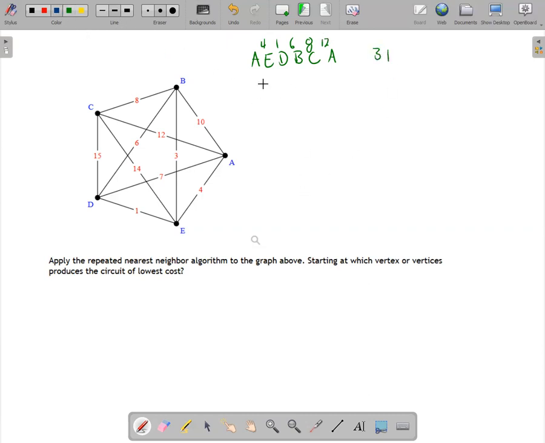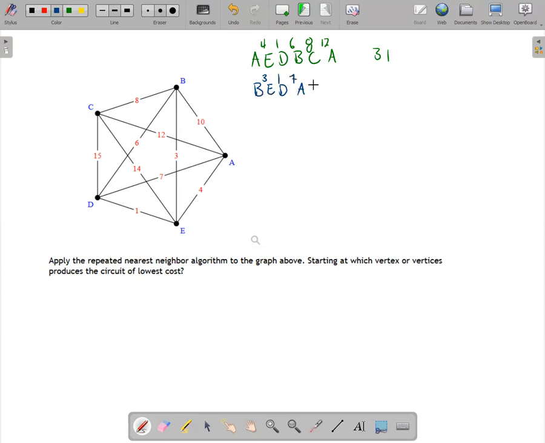And we keep doing this starting at a different vertex until we find the cheapest one. And we won't know we found the cheapest one until we've done them all. So starting at B, the cheapest thing to do would be go to E for a cost of 3. From E, we know we can get to D with a cost of 1. From D, let's see, we can either go to C or A, 7 versus 15. So we'll take 7 to A.